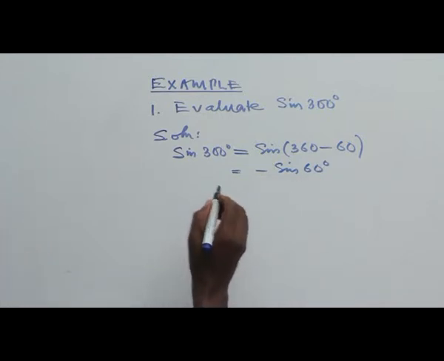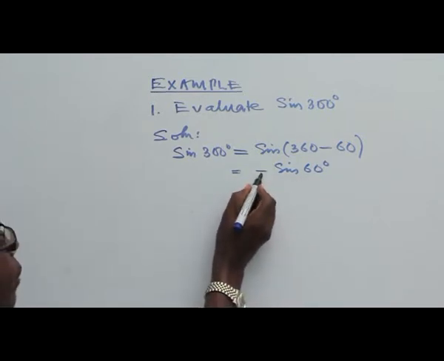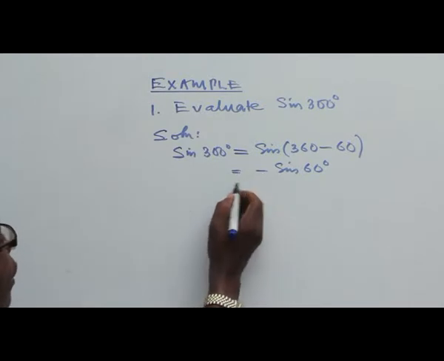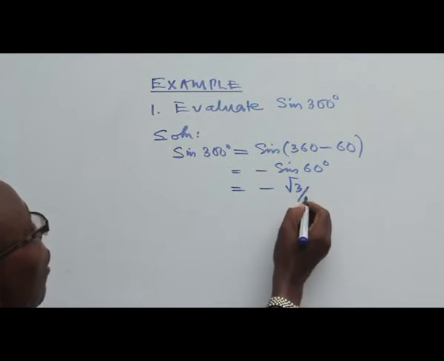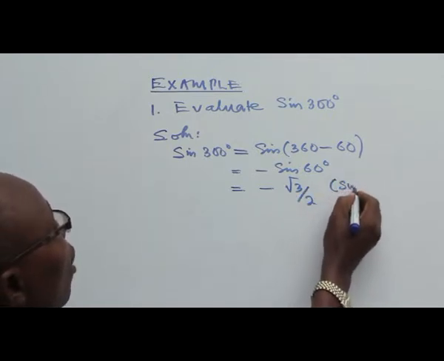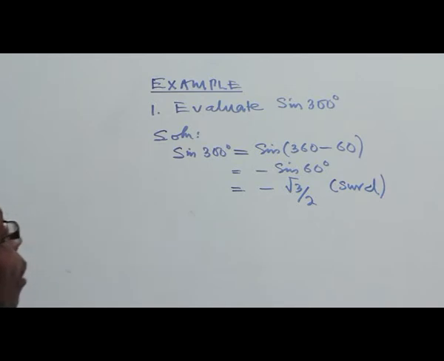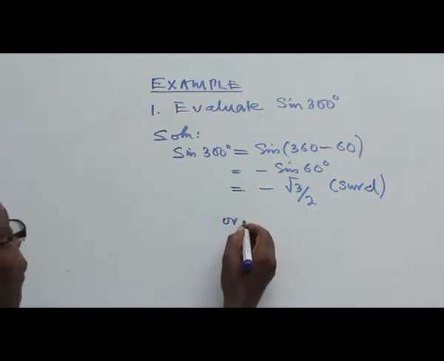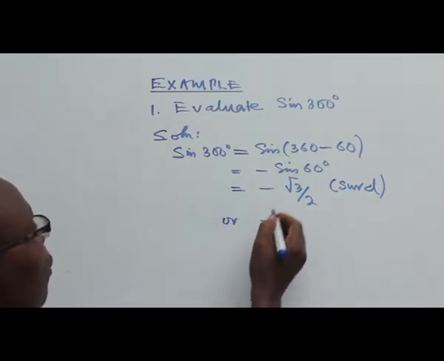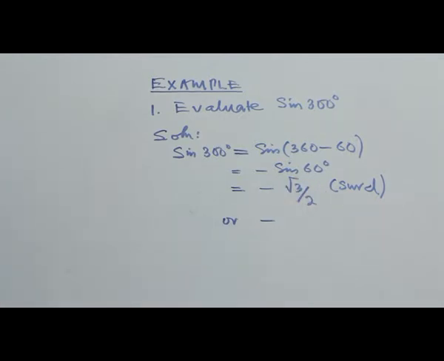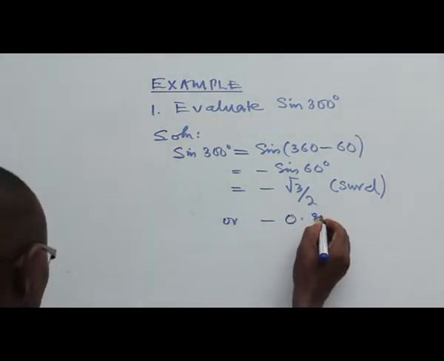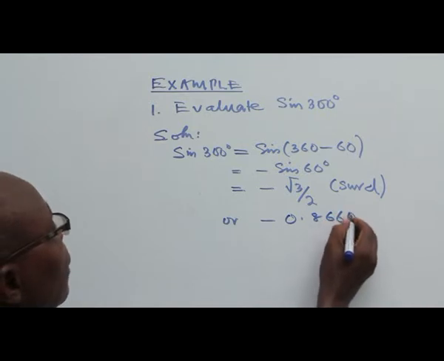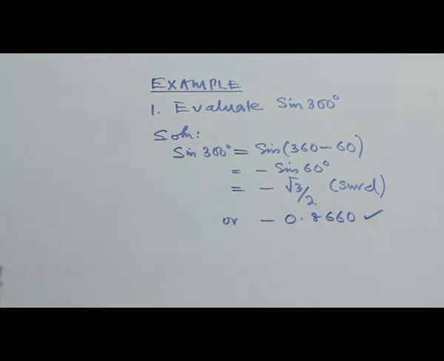Remember that in the fourth quadrant, sine is negative. That is why I put the minus sign here. And so that will give us minus root 3 all over 2. This is the surd form of the result. Or we have this as minus, find the value of sine 60 from your four-figure table or your calculator. You have minus 0.8660. And this is also correct.